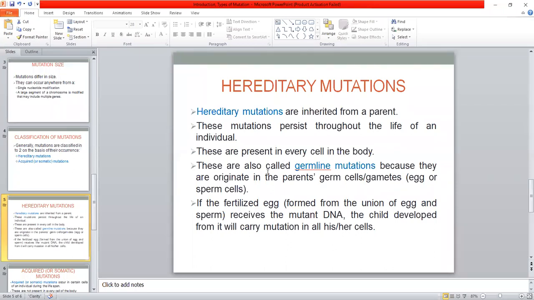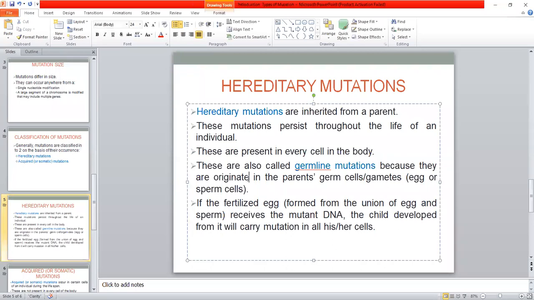These are also called germline mutations. The hereditary mutations are also known as germline mutations because they originate in the parents' germ cells or gametes. So the hereditary mutations originate in the germ cells or the gametes. Due to this, these hereditary mutations are also known as germline mutations.